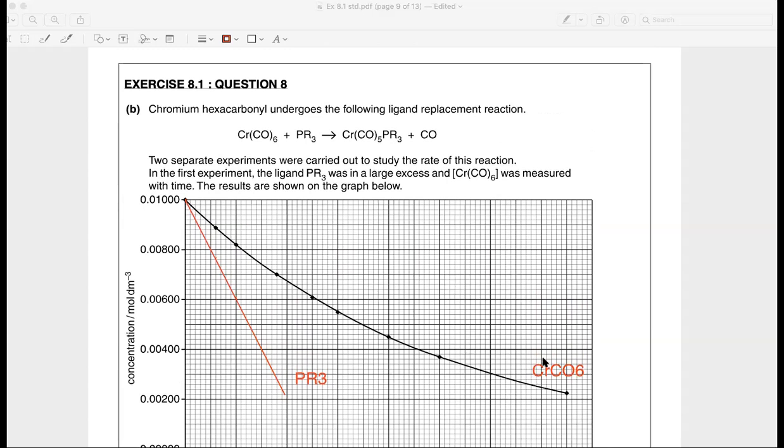Right. Now, for chromium, you have a curve.